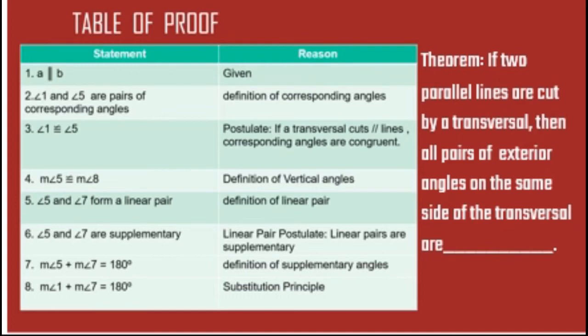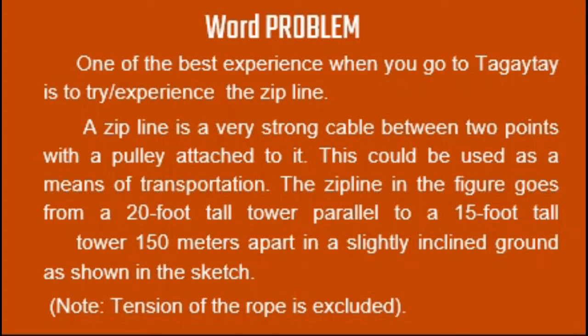In this example theorem, if two parallel lines are cut by a transversal, then all pairs of exterior angles on the same side of the transversal are supplementary.